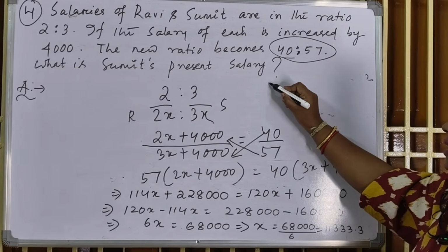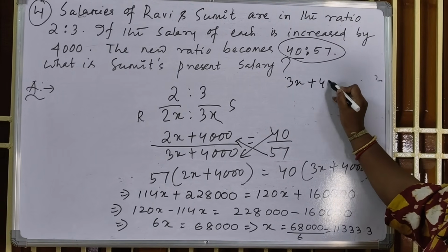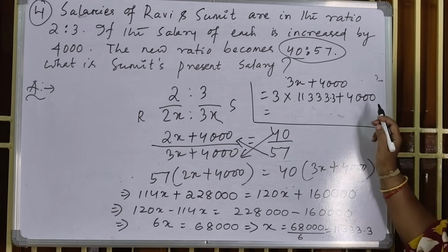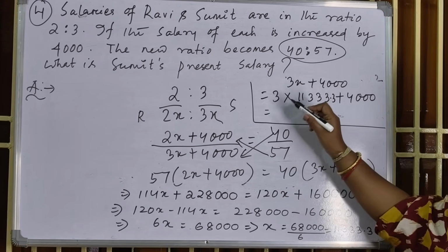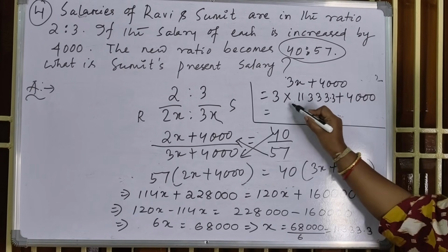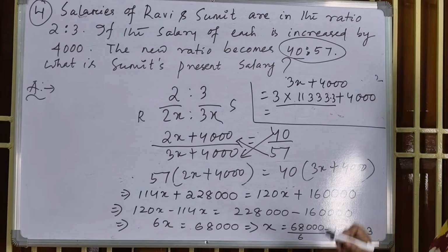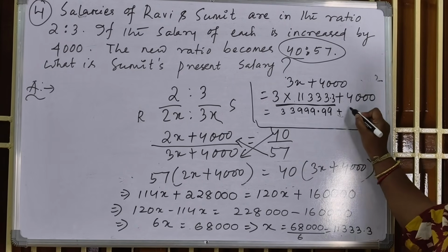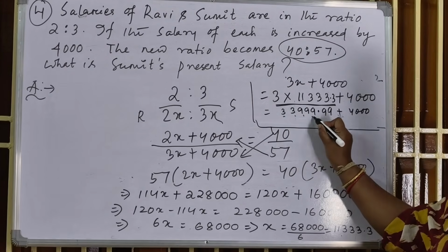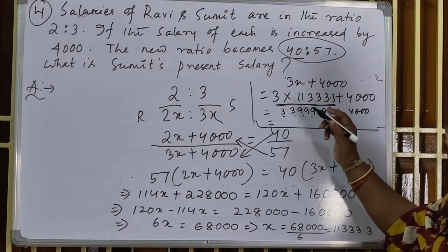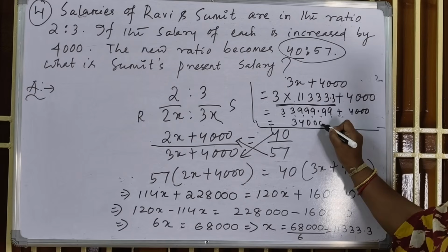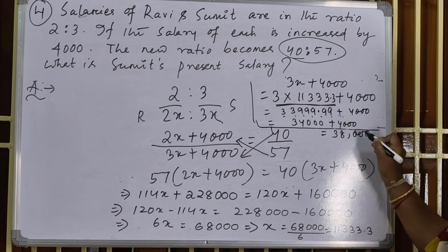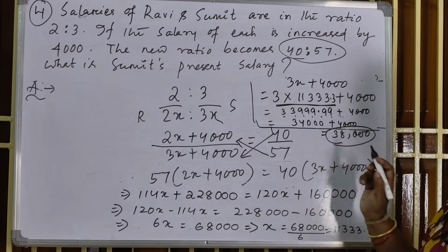So Sumit's present salary is how much? 3x plus 4,000. What is the value of x here? 11,333.33 something. So now we will multiply to find out Sumit's present salary, that is 3 into 11,333.3 plus 4,000. So now 33,999.99 plus 4,000. Here we will take the approximate value. We will round it off. So now the answer is 34,000 plus 4,000 equals 38,000. So Sumit's present salary is 38,000.